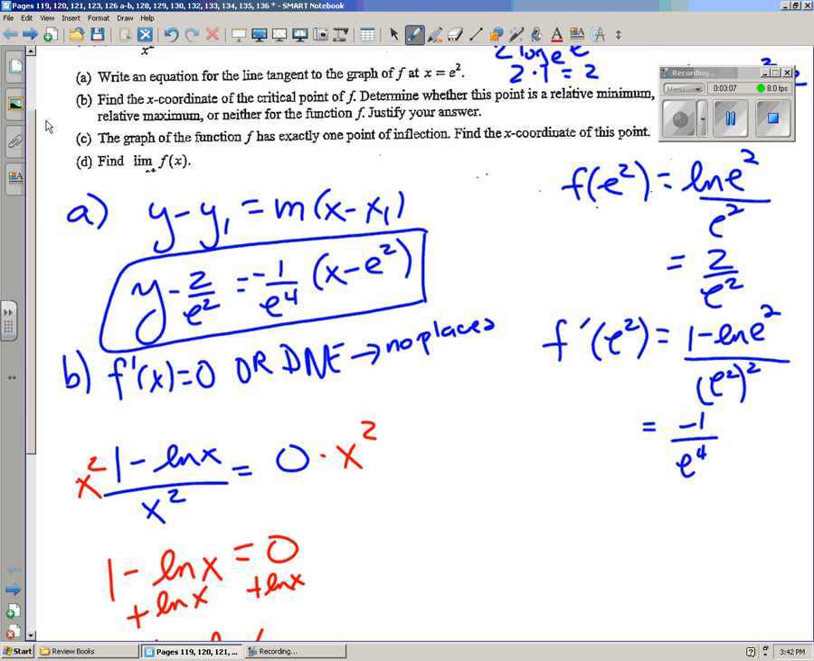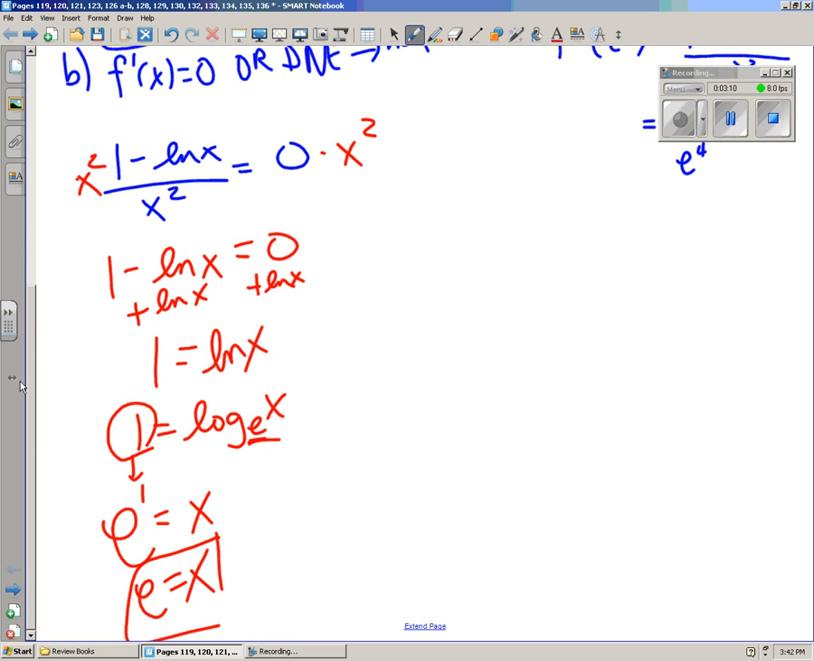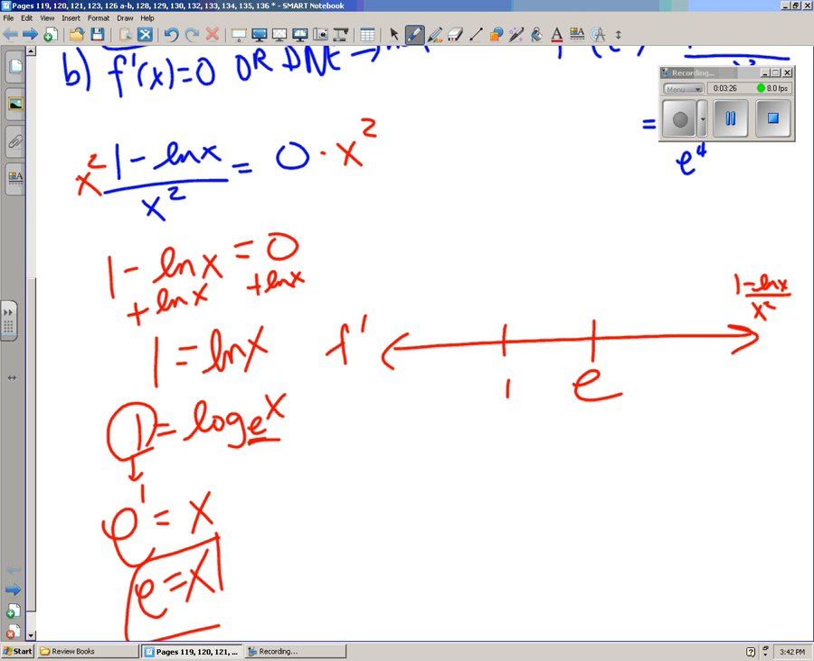Then it says to determine whether this point is a relative min, a max, or neither. That would require us to draw a number line. And recognize that our derivative is 1 minus ln x over x squared. To plug in a number to the left of e and to the right of e. Well, to the left of e, I can plug in 1. So 1 minus ln of 1 over 1 squared. Natural log of 1 is what power of e gives you 1? The power of e that gives you 1 is 0. So 1 over 1 squared is 1. So we are positive on this interval, or the first derivative is positive.